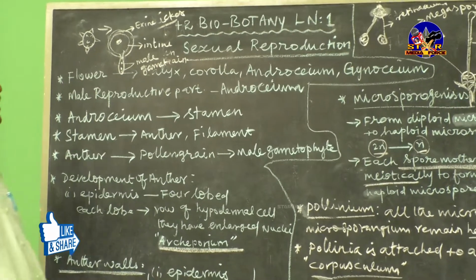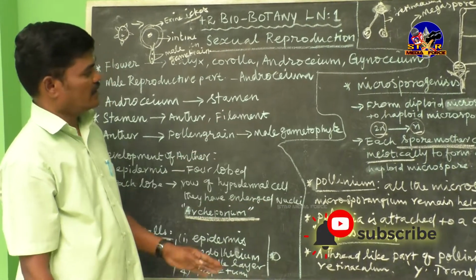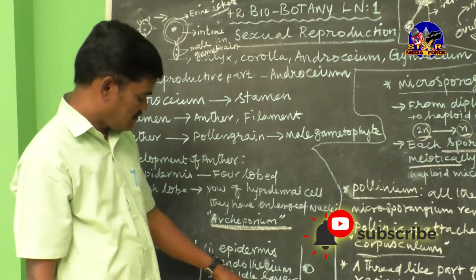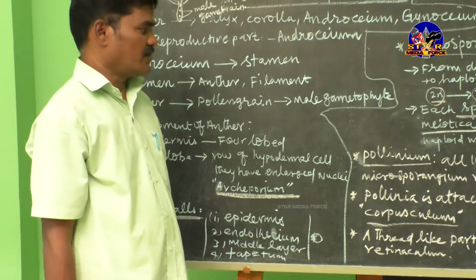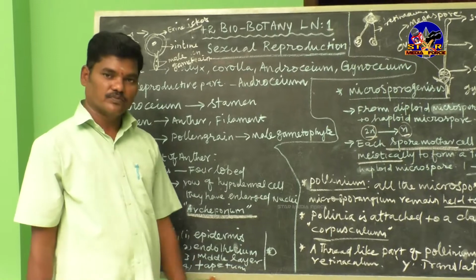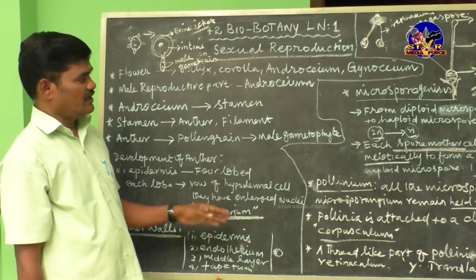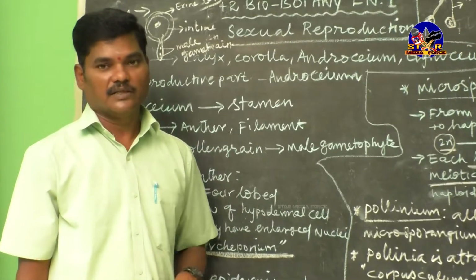Again we will discuss other generations and other walls and their functions. Tapetum is very important. A 5 mark question, 2 mark question, as well as 1 mark question is also coming. So keep it in your mind. We will discuss it in the next class as a continuation. Thank you very much.